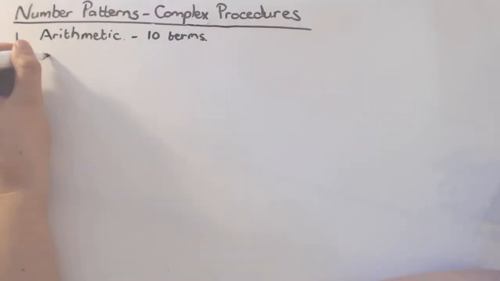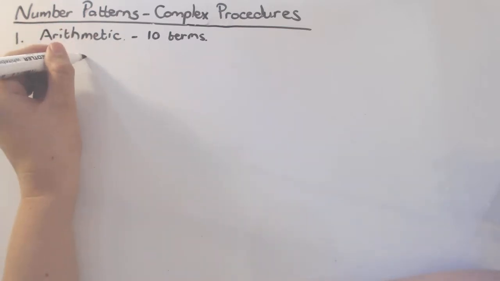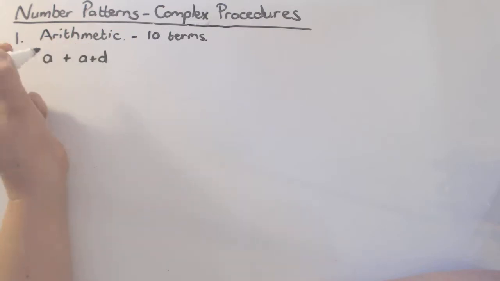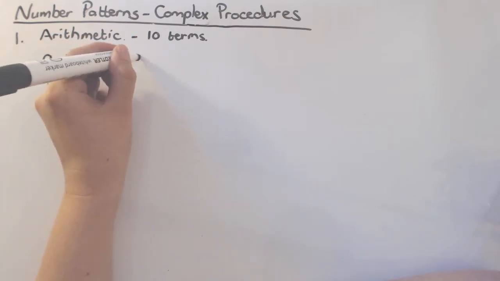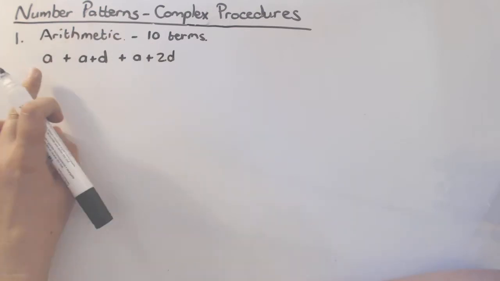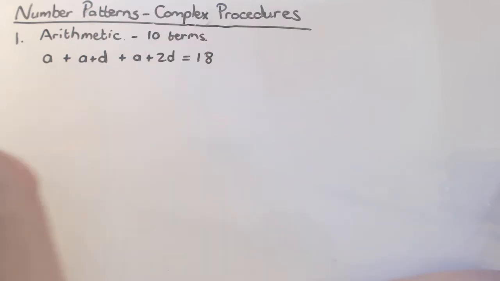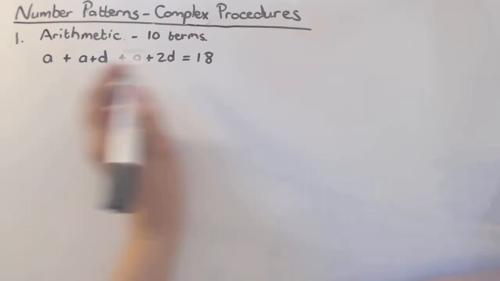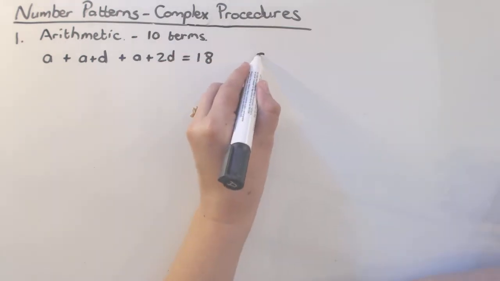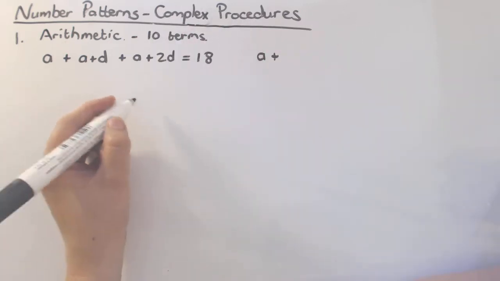The sum of the first 3 terms in the series is 18. The first term is a, and the second term, since it is arithmetic, I add a constant d. The second one will be a plus d, and the third term will be a plus 2d. Now the sum of the first 3 terms is 18, while the sum of the last 3 terms is 81.